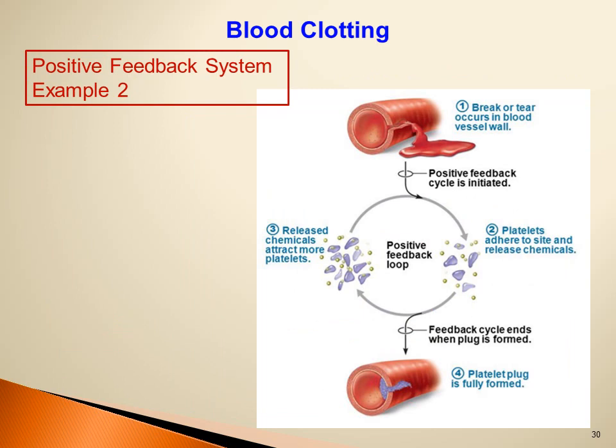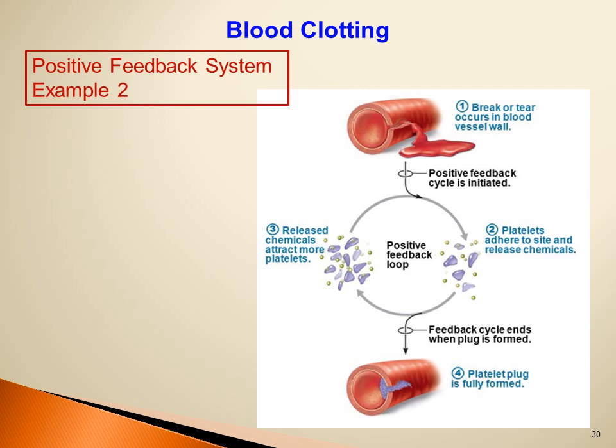Another example, or the second example of positive feedback system, is blood clotting, and usually we use the general term hemostasis. Be careful not to confuse yourself between homeostasis, which is the general concept, and hemostasis, which is an example of homeostasis. The word hemo means blood. So it is just the process of stopping bleeding from an injured vessel.